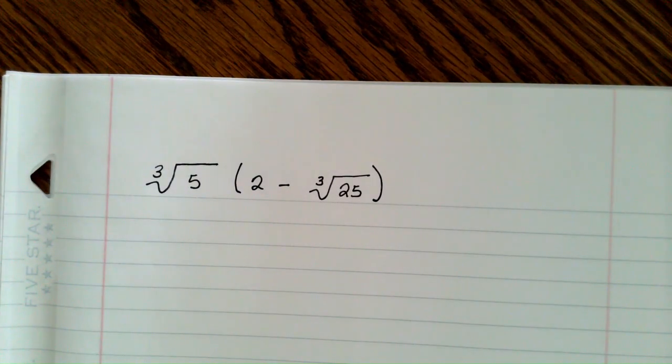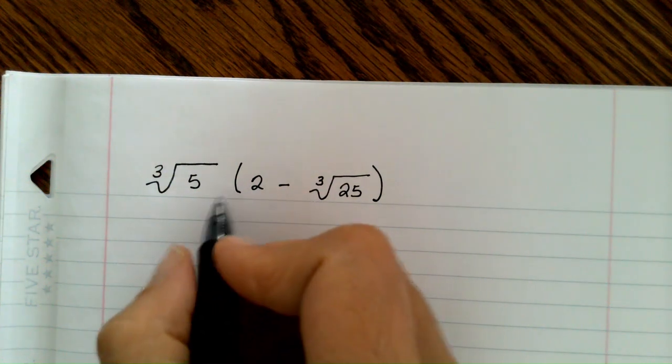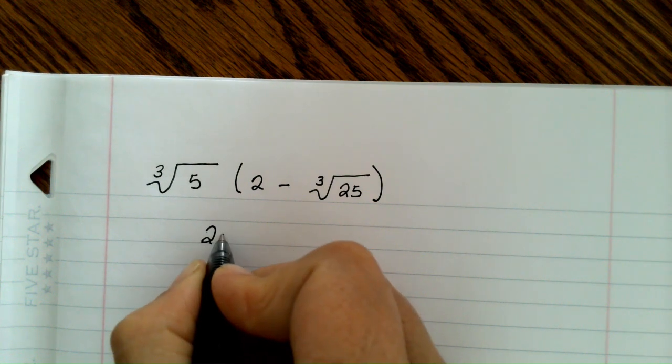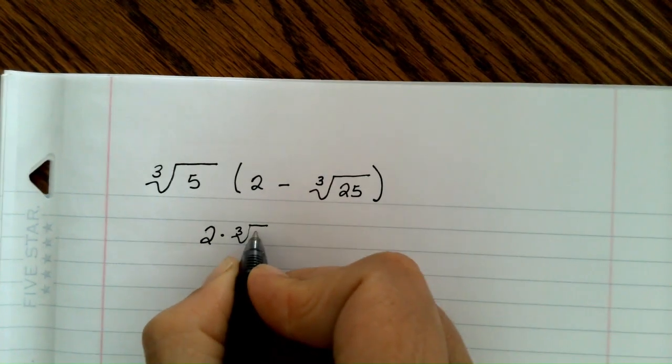Okay, so this problem looks like a distribution problem because it is. So the first thing we have to do is we have to take these two and multiply them together. So we're taking the 2 and we're multiplying it by the third root of 5.